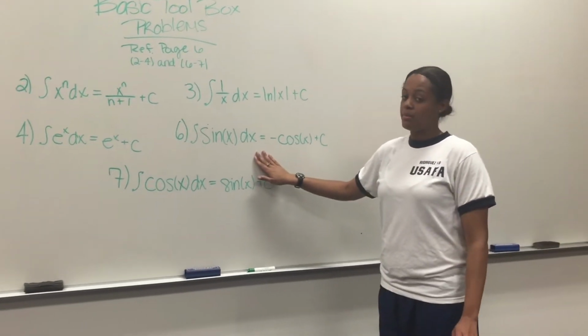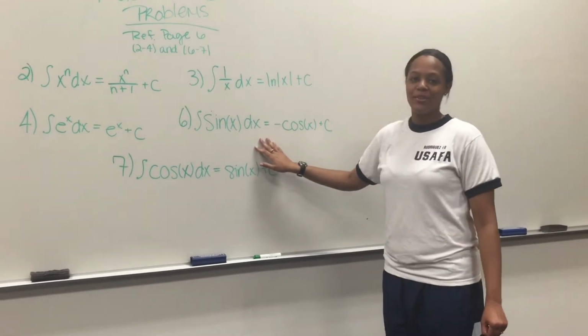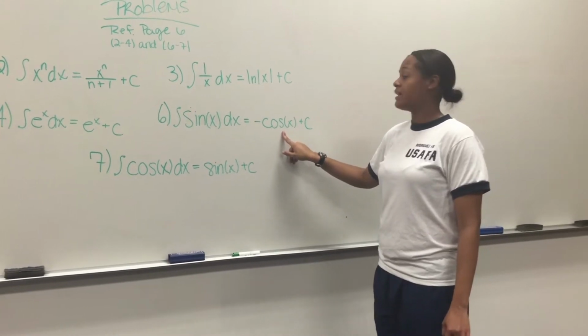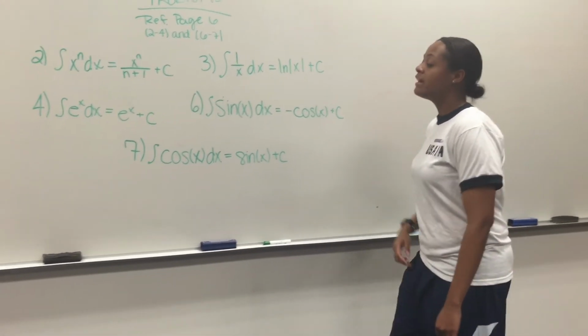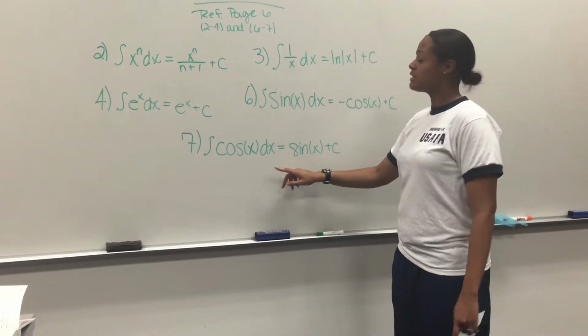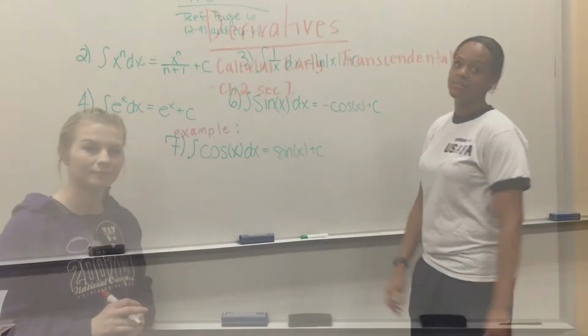Number 6, because I'm not number 5, is the integral of sine of x dx is equal to negative cosine x plus c. And lastly, there is number 7. The integral of cosine of x dx is equal to the sine of x plus c.